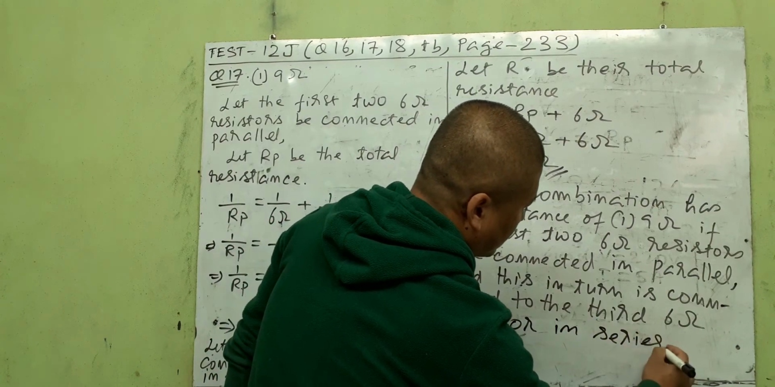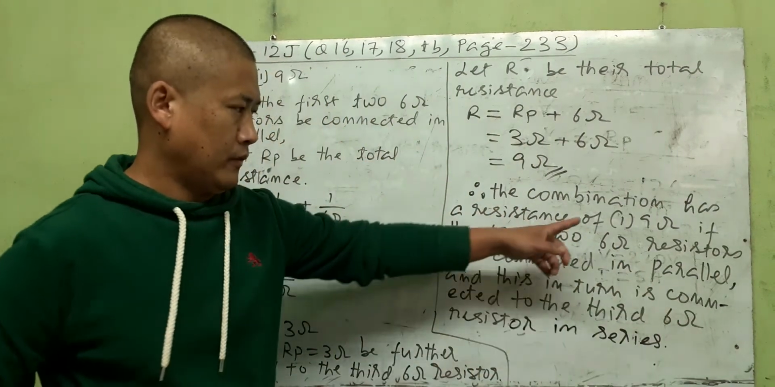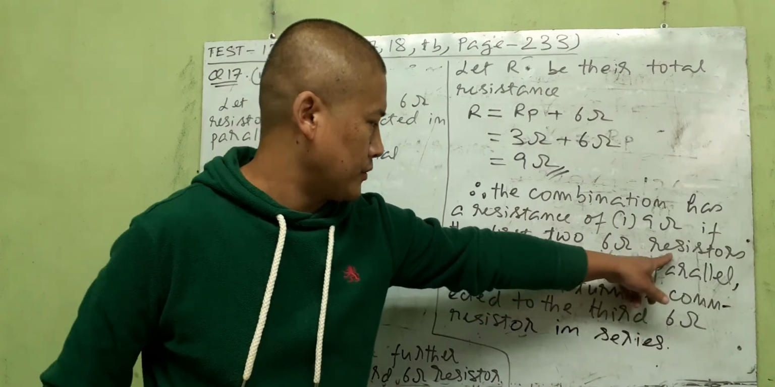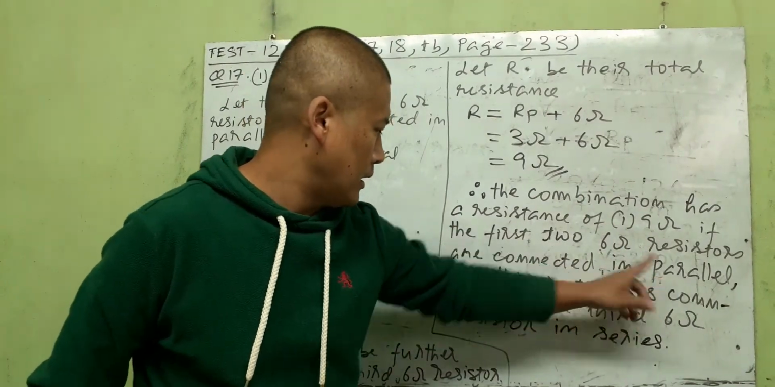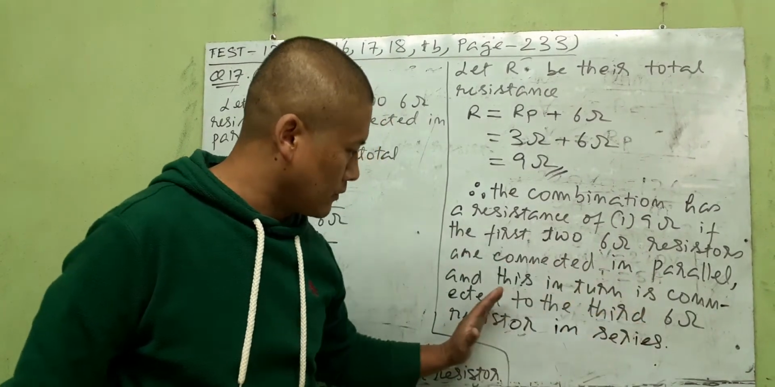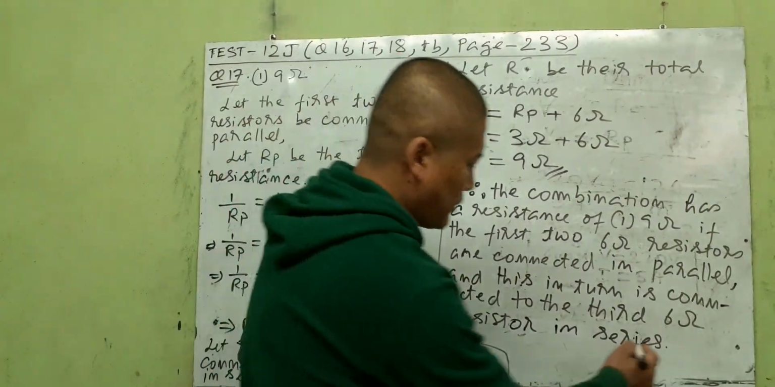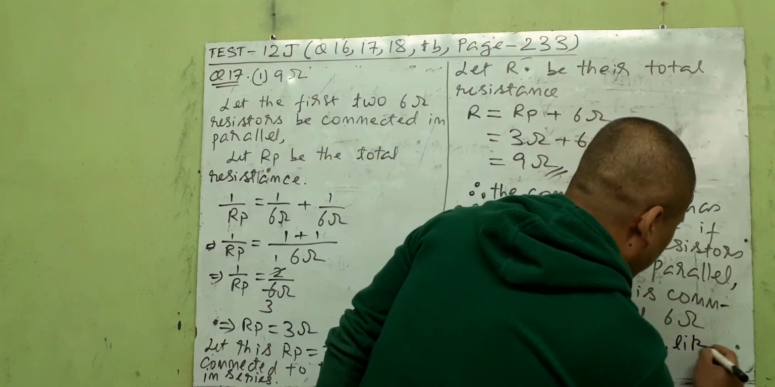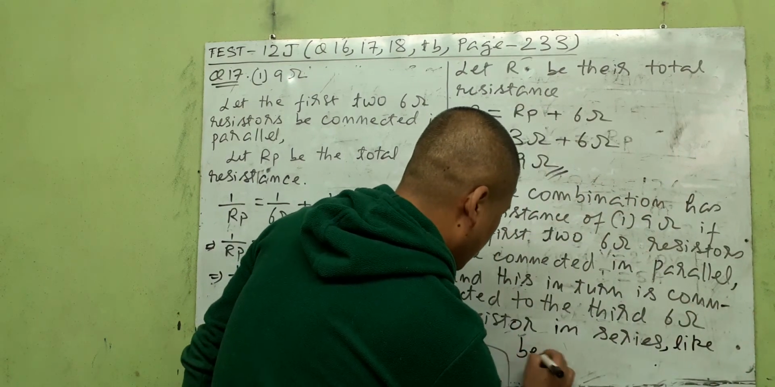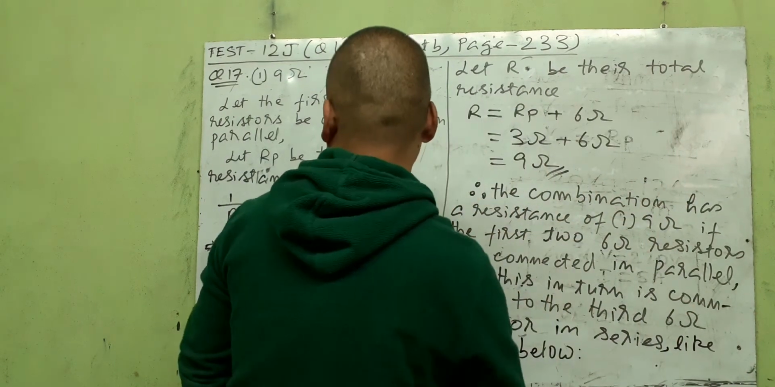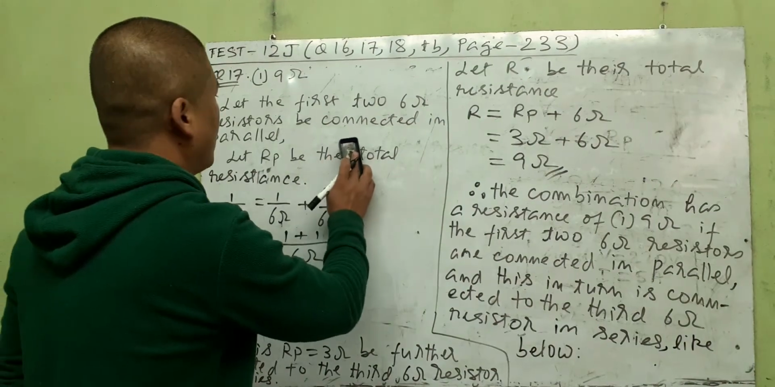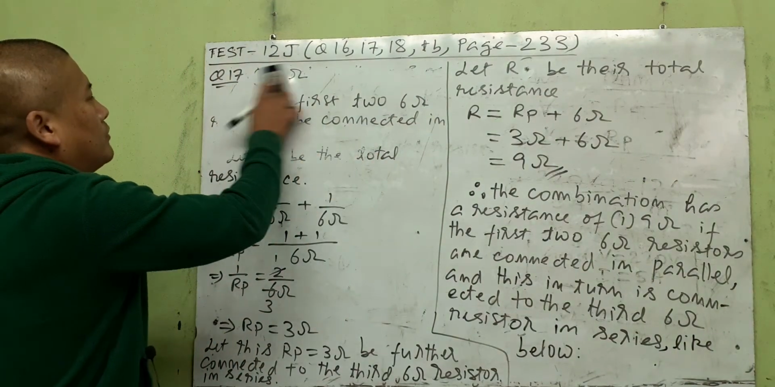I hope you got it. I get a total of 9 ohm if the first two 6 ohm resistors are connected first in parallel, and this in turn is connected to the third 6 ohm resistor in series. Like below, you can write there, and so we can make it clear. Means we're going to draw a figure. So let us do that.